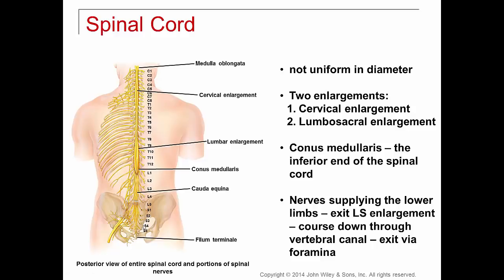You'll also notice here on this diagram another structure called the filum terminale. It's an extension of the pia mater connective tissue covering around the spinal cord and anchors the spinal cord to the inferior part of the vertebral column called the coccyx. It acts as a tether for the spinal cord to stop any movement in the superior direction.